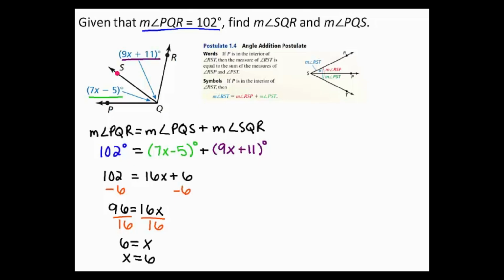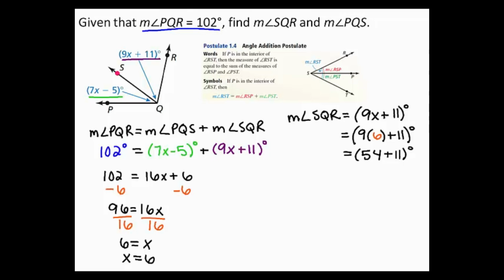Now, from the diagram, the measure of angle SQR is 9x plus 11 degrees. You found the value of x to be 6, so you can substitute a 6 in for x. When you simplify, 9 times 6 gives you 54, and 54 plus 11 gives you 65. Therefore, the measure of angle SQR is 65 degrees.